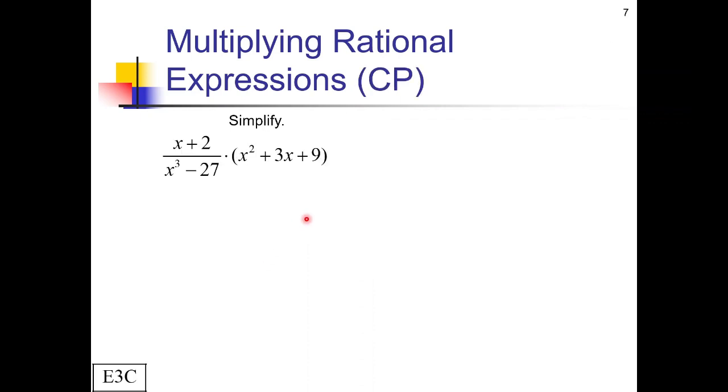If you're taking the honors version of this course, feel free to move on to the next question and start some division. If you're doing the CP version, we've got one more multiplication example for you. Pause the video and try this one out.